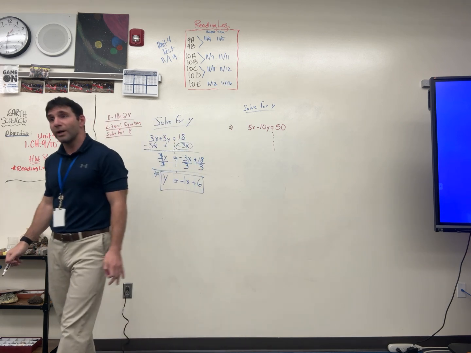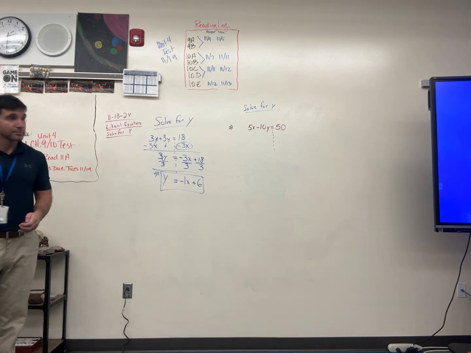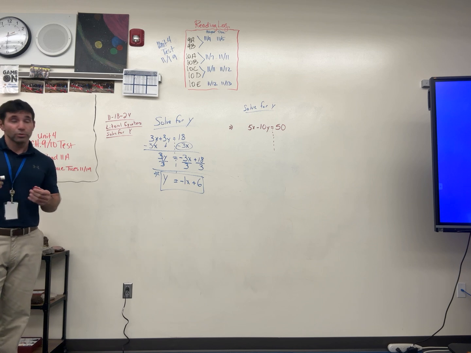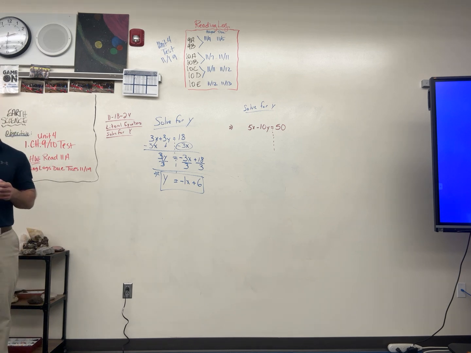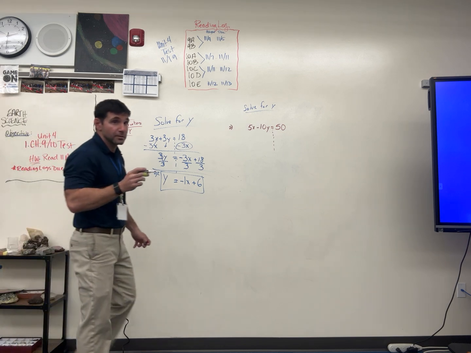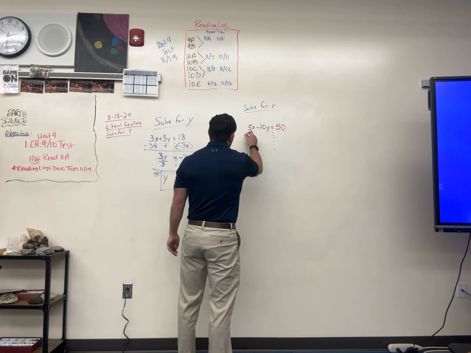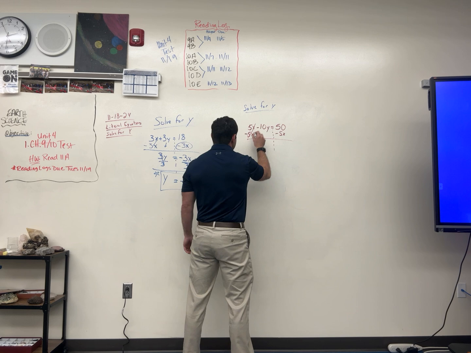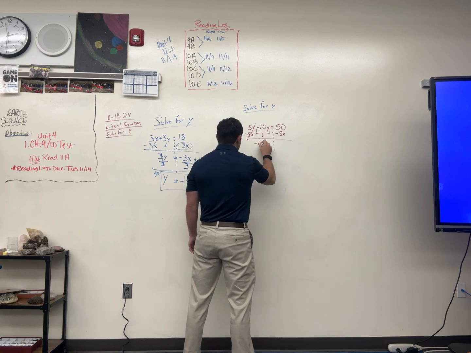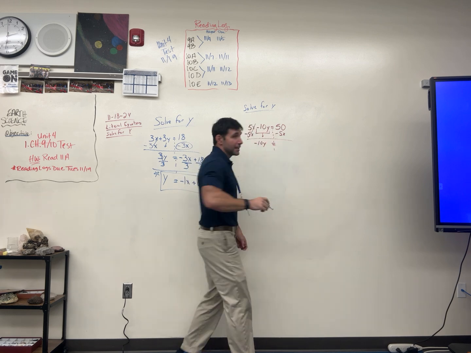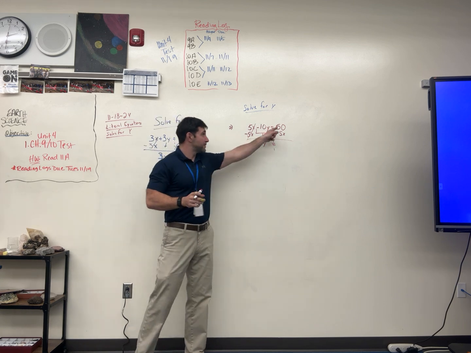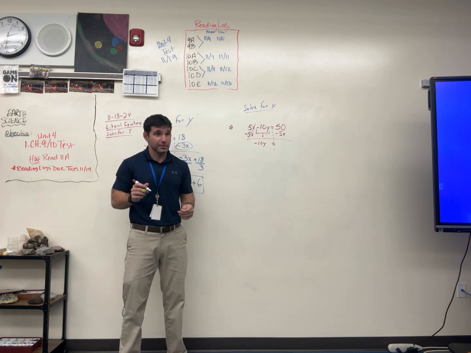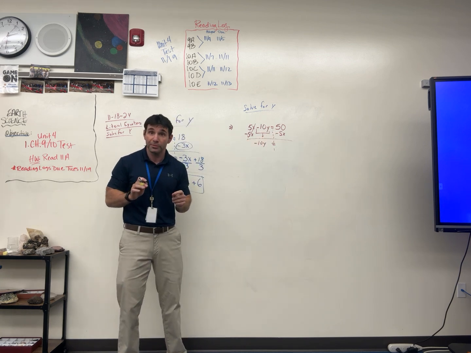We need to move what term first? The 5x. Brianna, is it positive or negative 5x? It's positive. So how do we move the positive 5x? Minus, right, Harlow? So we're going to subtract 5x from both sides. That's gone. Negative 10y. Can I combine a 50 and a negative 5x? No, they are not like terms.